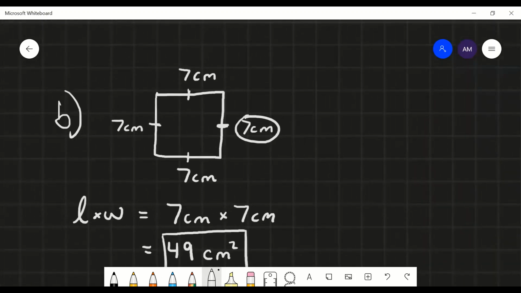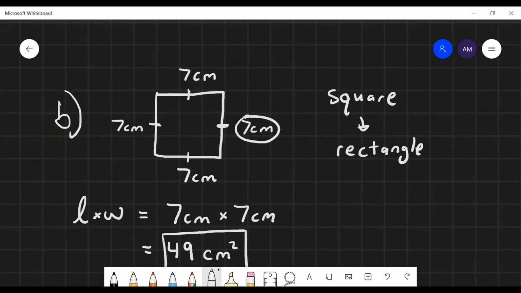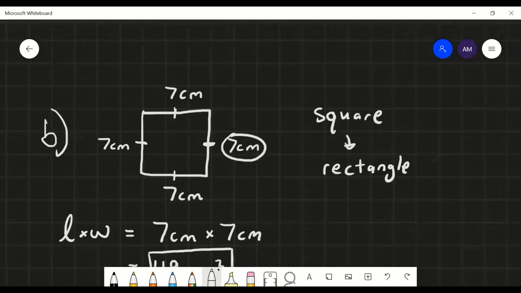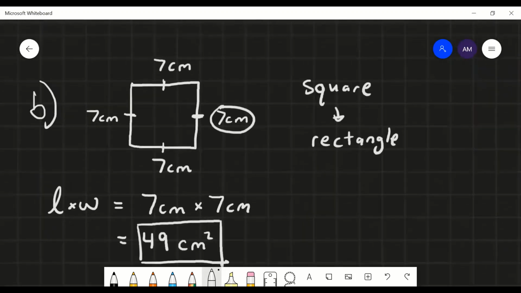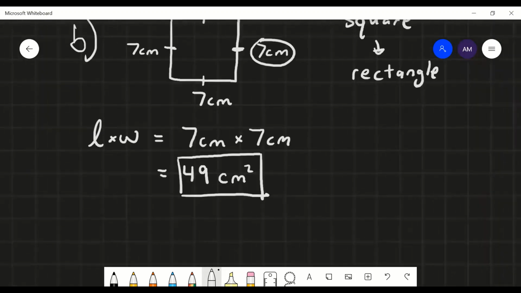So we would call this a square because all the sides are the same length. But a square is just basically a rectangle. It's a very specific kind of rectangle where all the sides are the same length. Rectangles don't have to be the same length on every side, but you can use the formula of a rectangle for a square because it's a more specific rectangle.